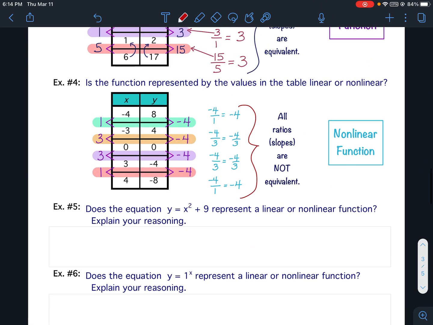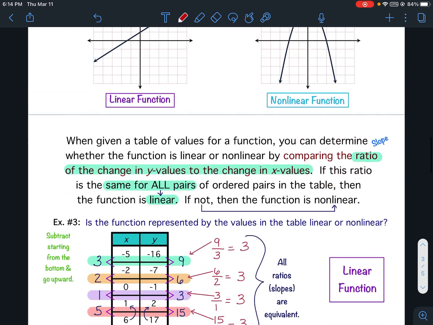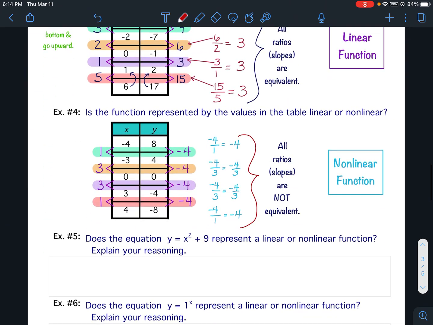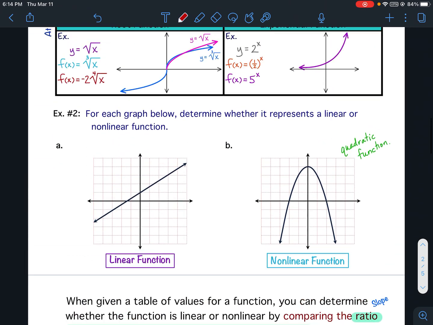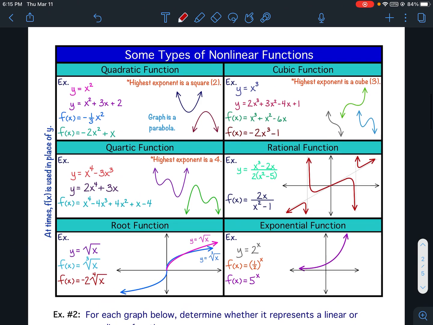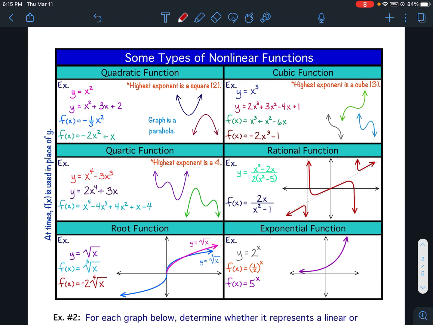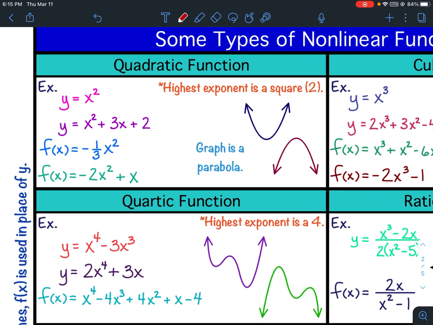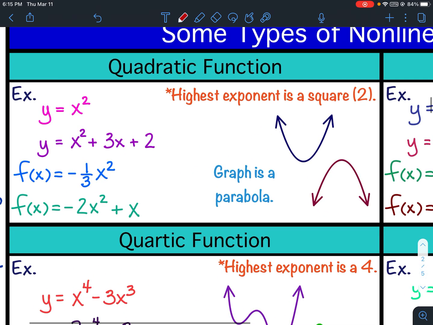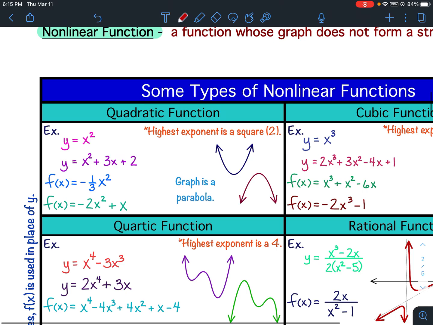Well, let's start by going back to our nonlinear functions. So it's y equals x squared plus 9. Do you see anything here that might be similar to y equals x squared plus 9? The key there is the square. If the highest exponent is a square, you have a quadratic function. And a quadratic function is nonlinear.